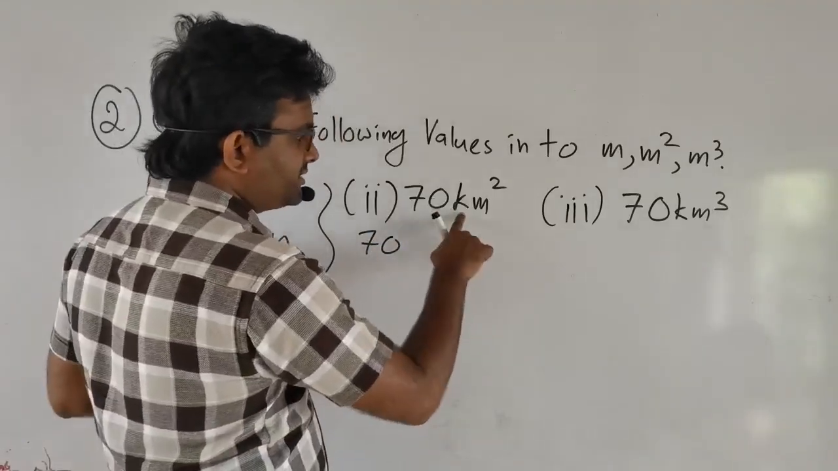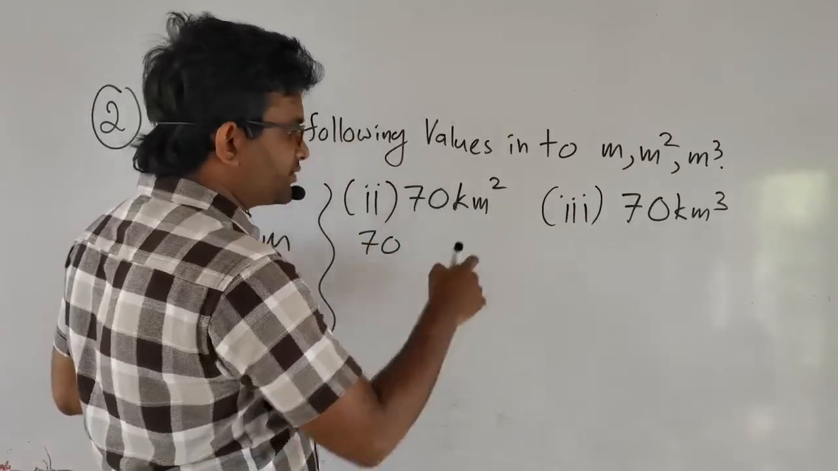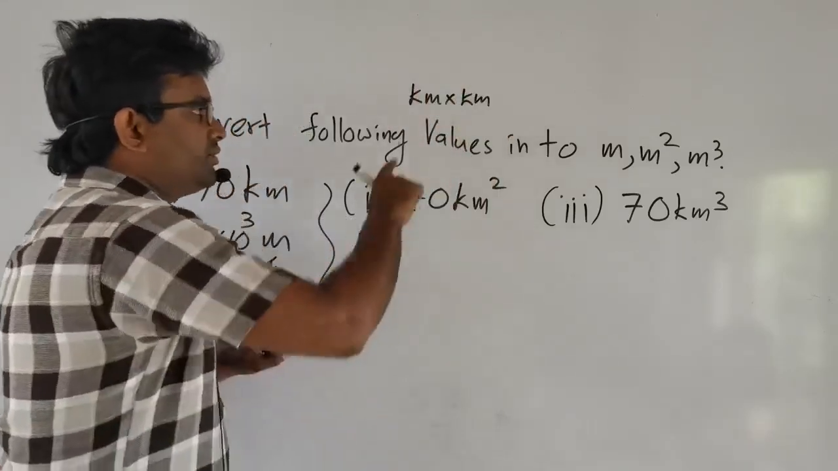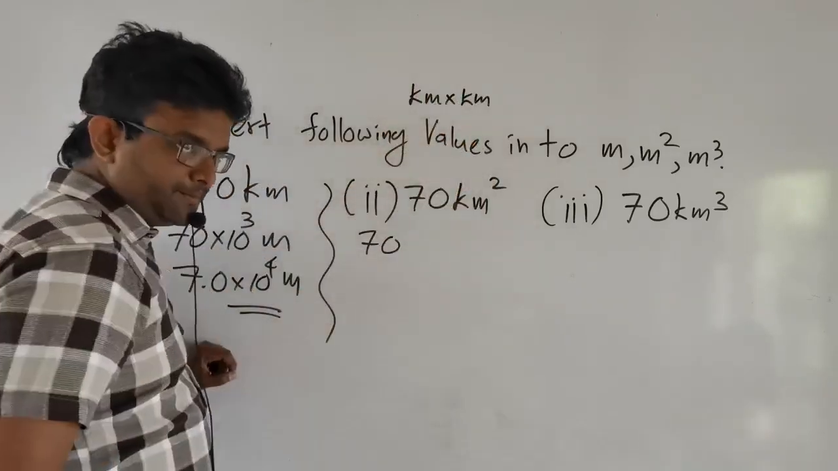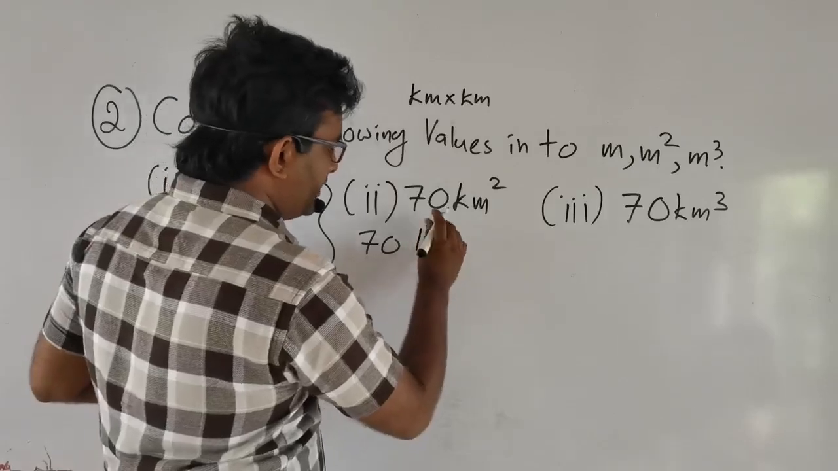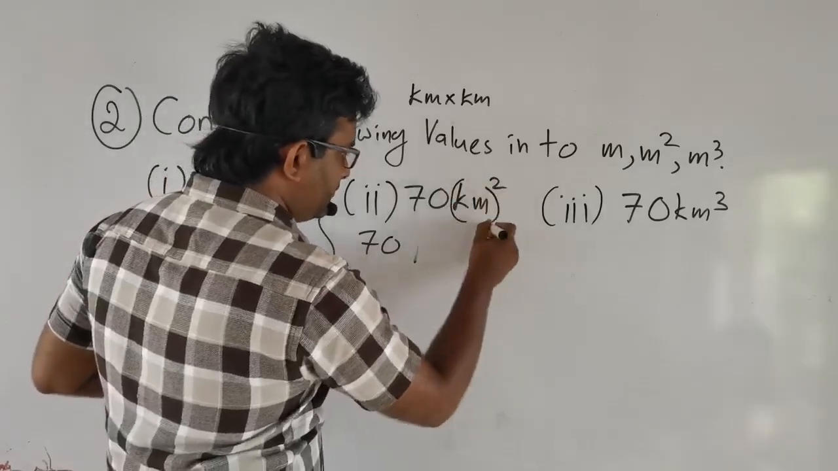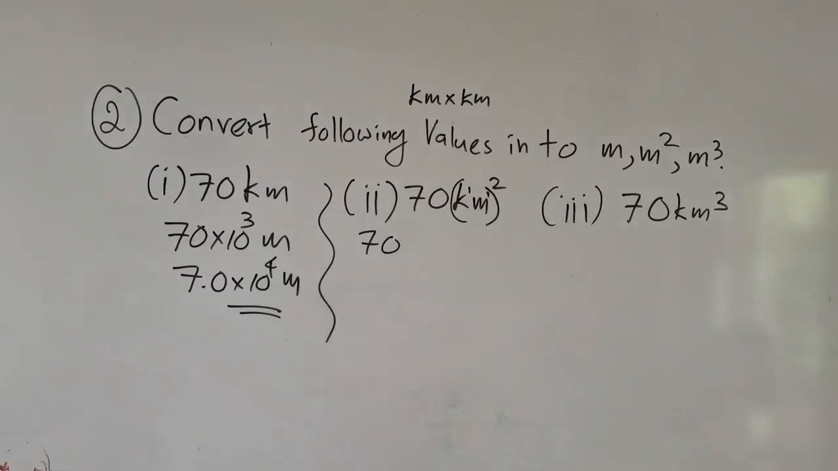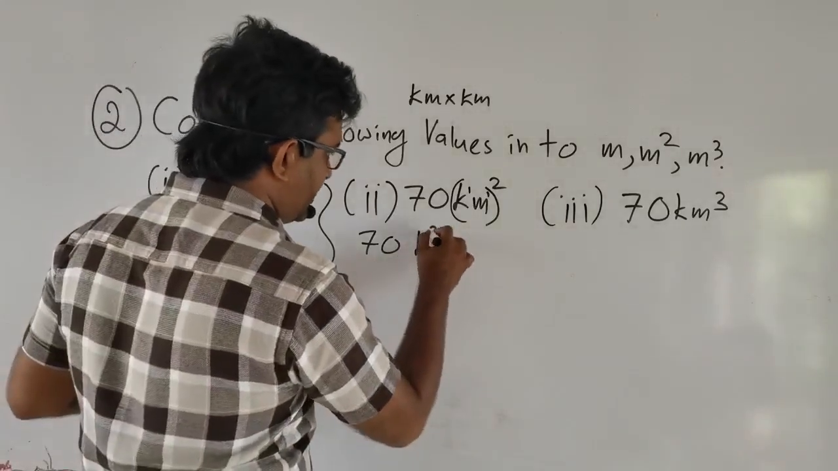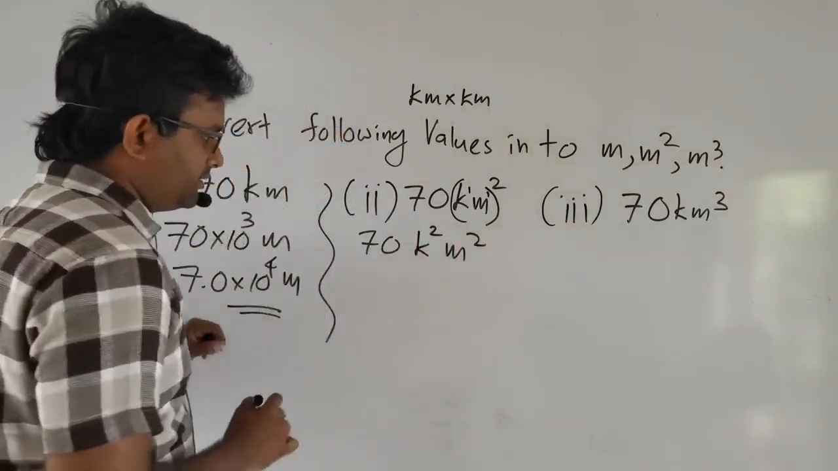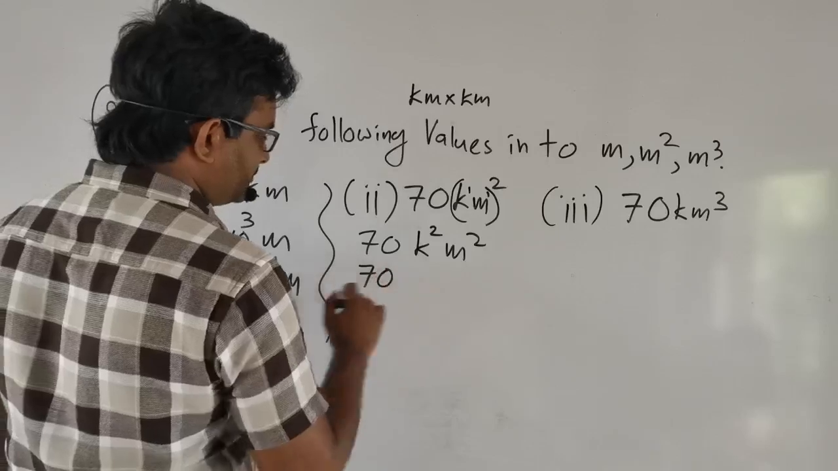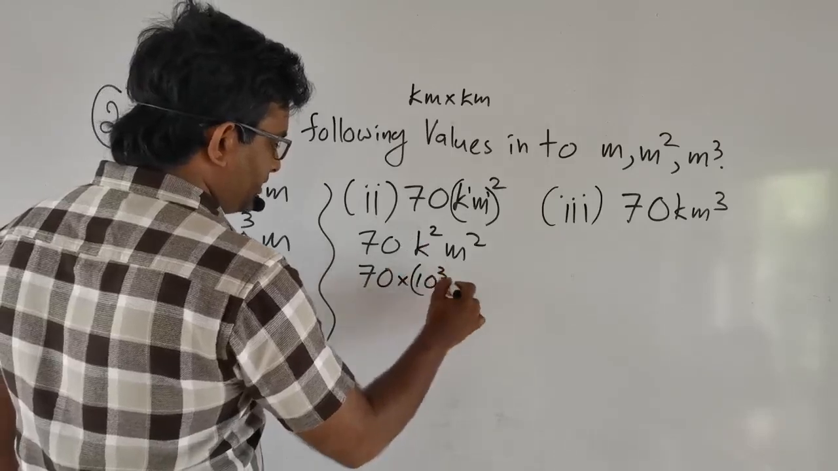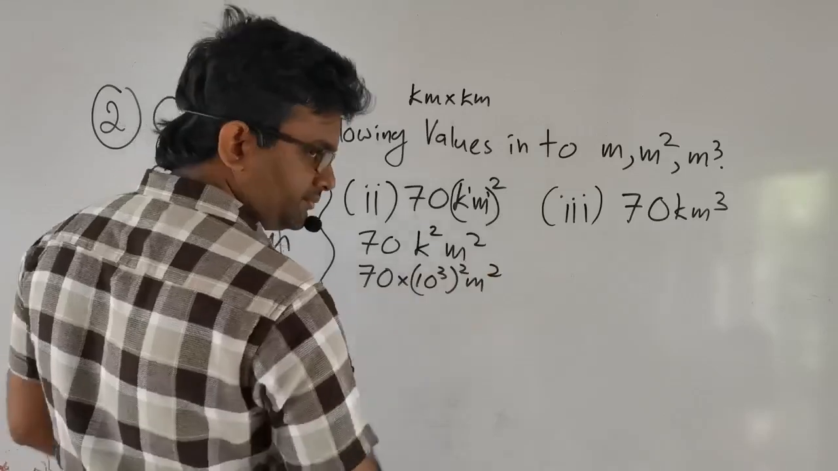The thing is, this is how we read this: kilometer square. That means kilometer into kilometer, right? So 2 kilo values multiplying each other. Therefore, we can have a bracket there. When we remove the bracket, both of them will have the same power. Then kilo squared and meter squared. Then 70 into, here we can write (kilo 10 to the power 3) squared meter squared.